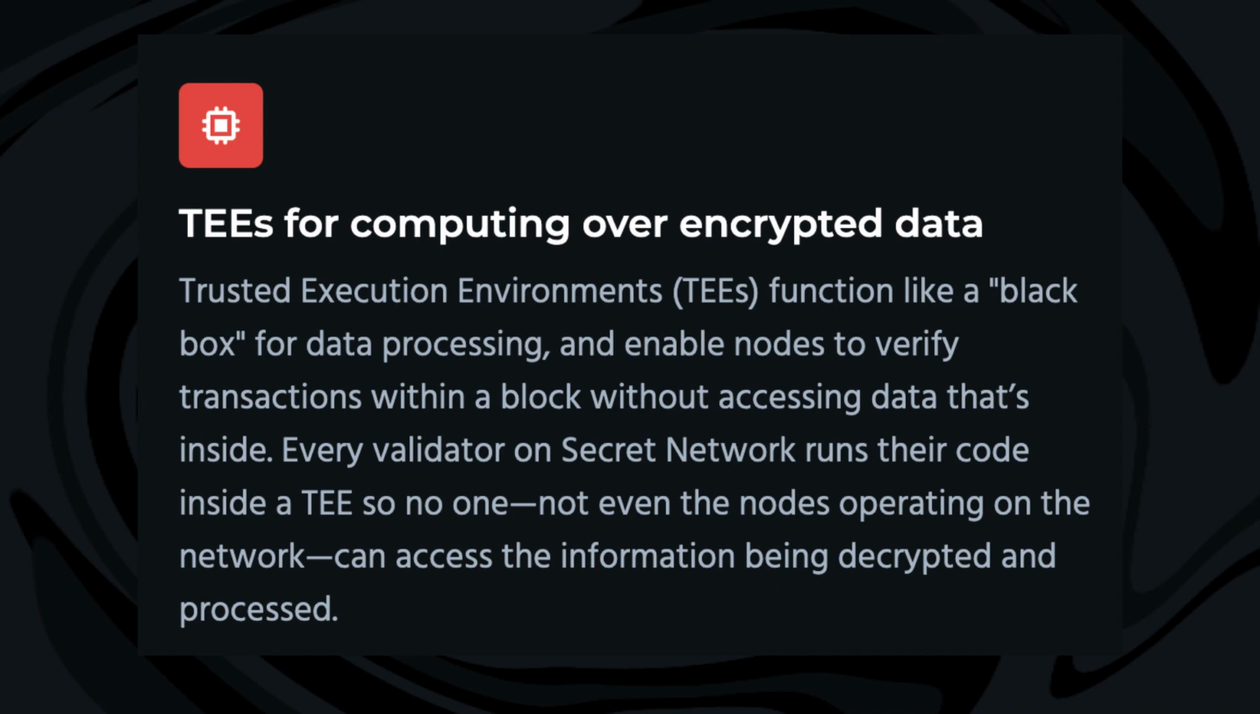And so this is what allows Secret Network to make these encrypted transactions. So as this says, not even the nodes operating on the network can access the information that is being decrypted and processed. It's only the smart contracts and the logic that we're going to be programming into the smart contract we do today that has access to that information.